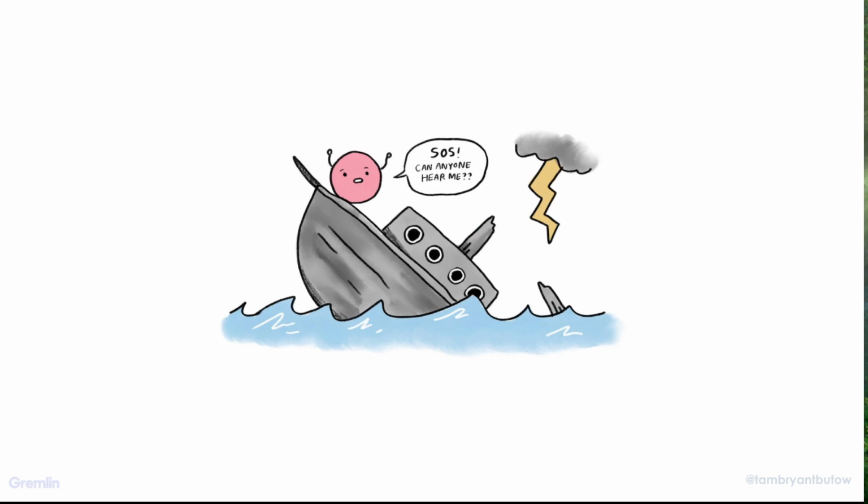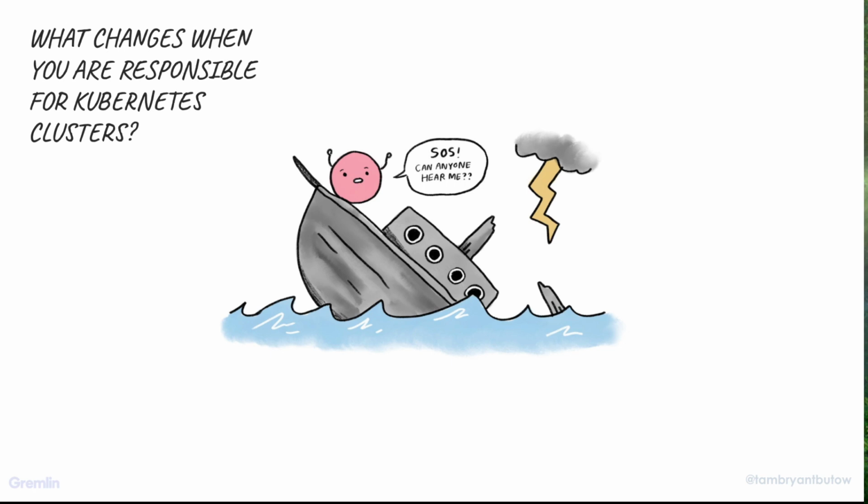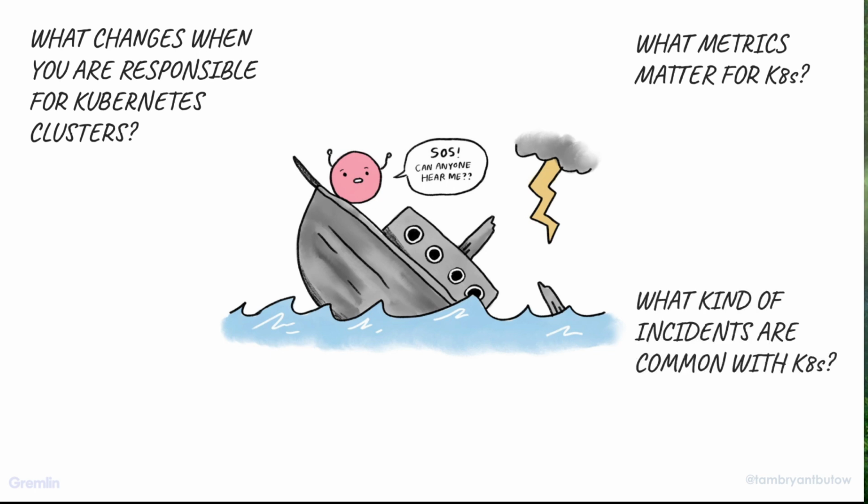So there's a lot of different things that can go wrong when you're running Kubernetes in production, in staging, in different environments. This will happen if you're running one cluster or if you're running hundreds of clusters. I've seen a wide range of scale in terms of people running different scales of Kubernetes. Here are some questions to ask yourself. What changes when you're responsible for Kubernetes clusters? What metrics matter for K8s? What kind of incidents are common with K8s? And what should I avoid running on K8s?